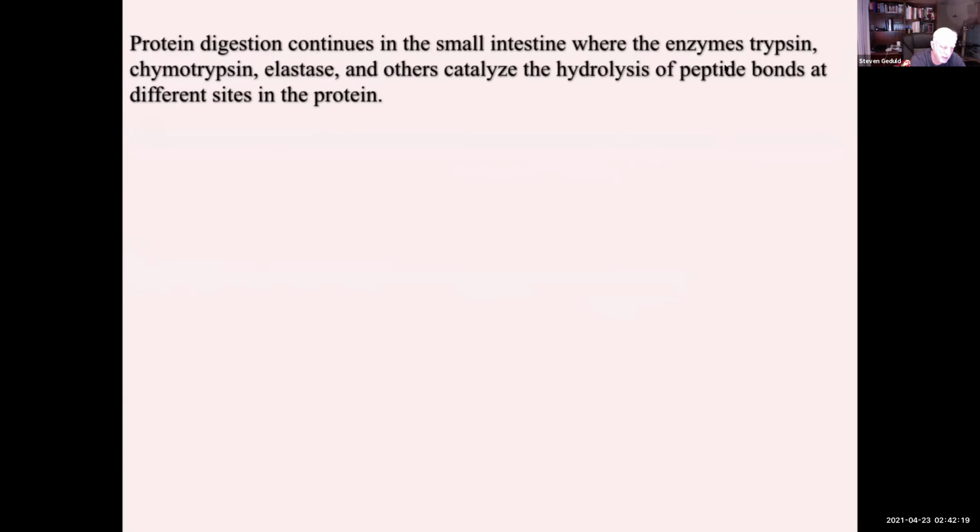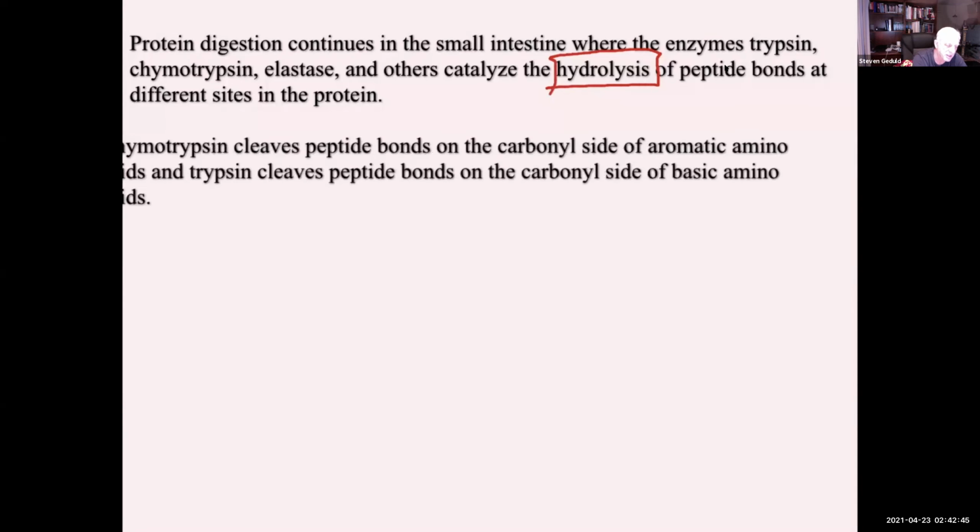Okay. Protein digestion continues in the small intestine where the enzymes trypsin, chymotrypsin, elastase, and others catalyze the hydrolysis of peptide bonds at different sites in the protein. We're adding water back into the polypeptide. So we're breaking them at the peptide bond or peptide linkage, and we're breaking them apart. We're using those other enzymes now, and those are more specific enzymes.